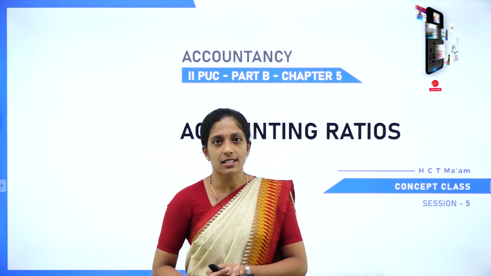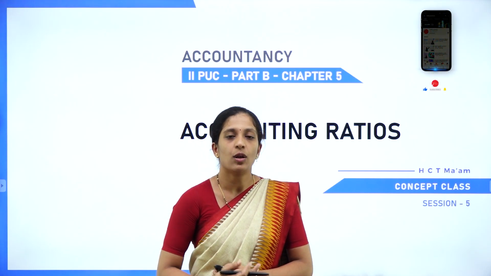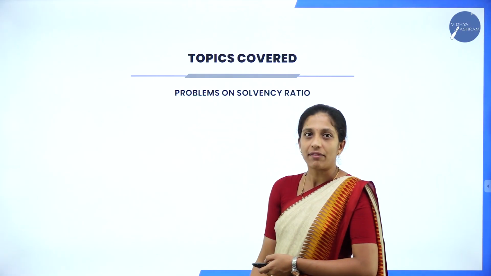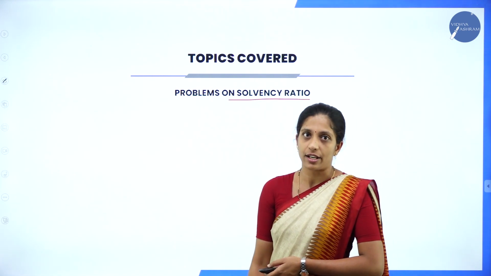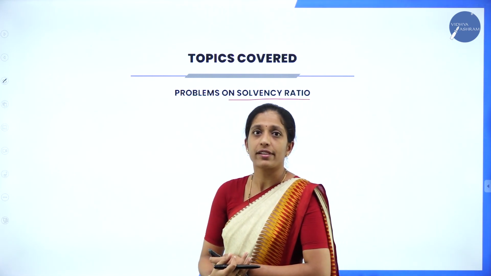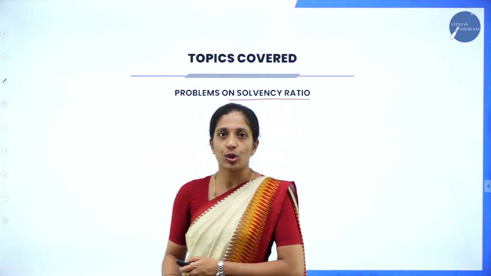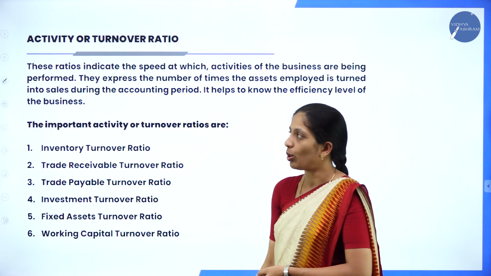So already we have discussed a few of the concepts from this chapter. Let us quickly recall what we have discussed in the previous session. In the previous session, we solved certain problems on solvency ratio. In today's session, we shall continue with the next type of ratio, that is activity or turnover ratio.